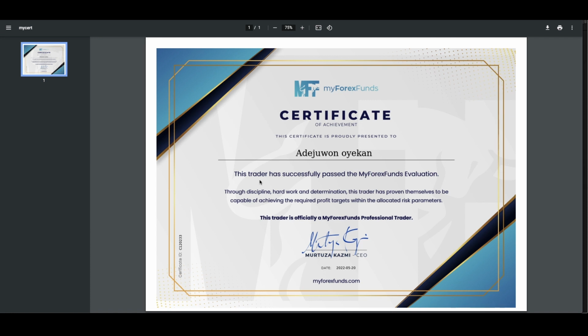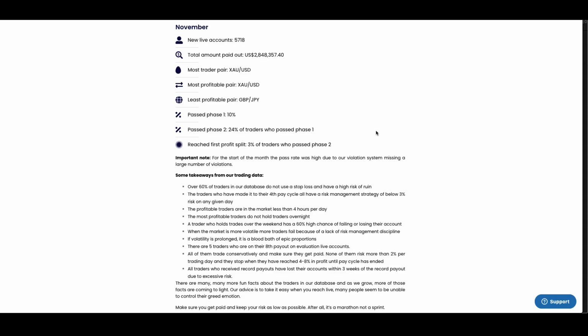And what they say here: this trader has successfully passed my Forex Funds evaluation through discipline, hard work, and determination. This trader has proven themselves to be capable of achieving the required profit targets within the allocated risk parameters. So why this is such a big thing, people need to understand. When we go over into the stats of My Forex Funds, not every single person is going to pass these accounts. And again, this is what I talk about when I say probability of trading.